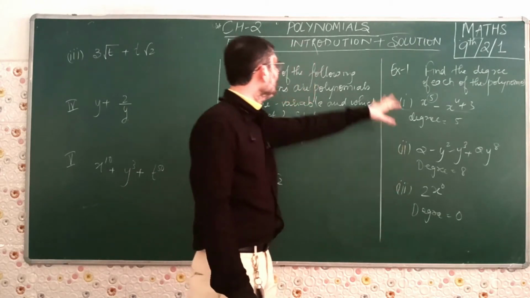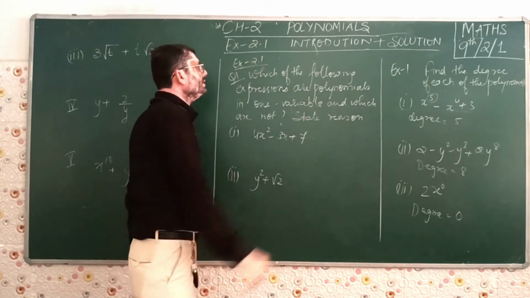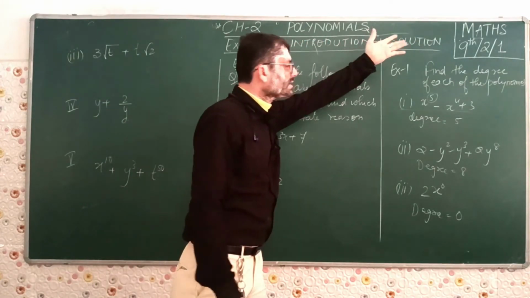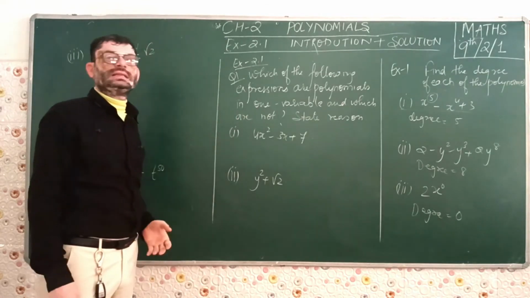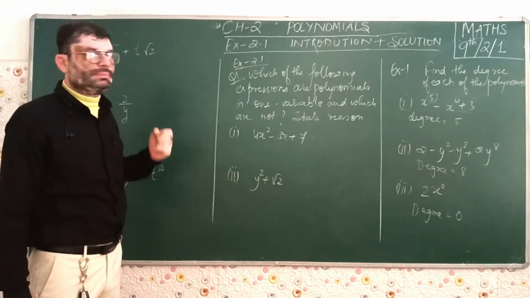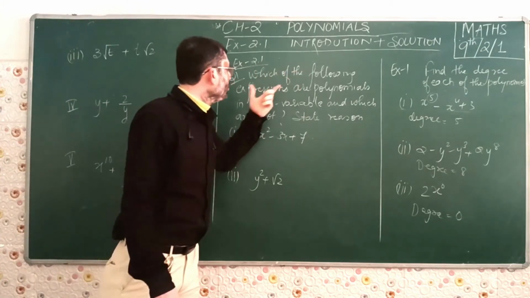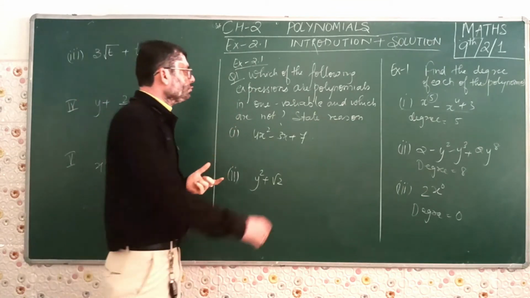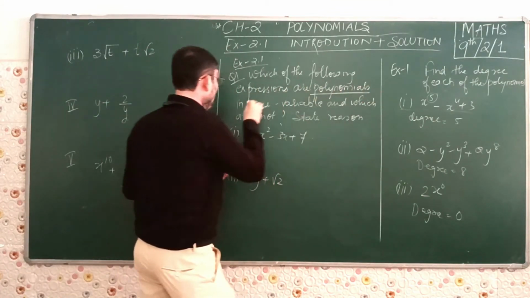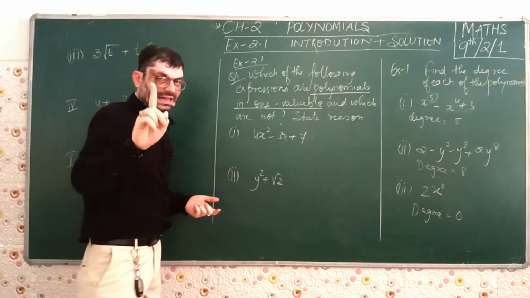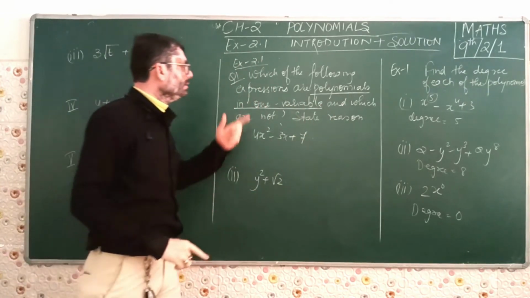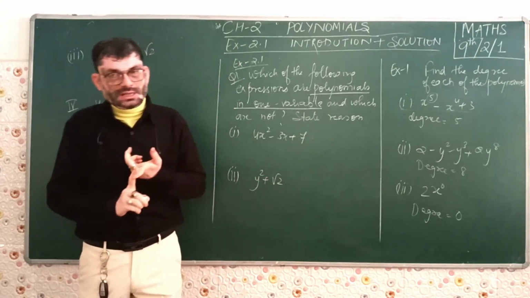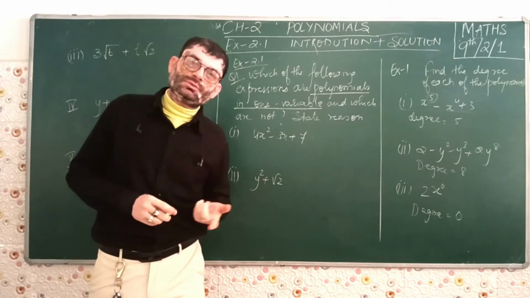Clear? Now let us move on to our exercise 2.1. We will be dealing with the solution of exercise 2.1 also, as we have now changed that introduction along with the solution. Question number 1 goes this way: which of the following expressions are polynomials in one variable? We have to check that they are polynomials, and that too polynomials in one variable, not more than one variable. But the very first thing that we have to check is whether it is a polynomial or not. If it is a polynomial, then comes the question whether it is one variable or not.